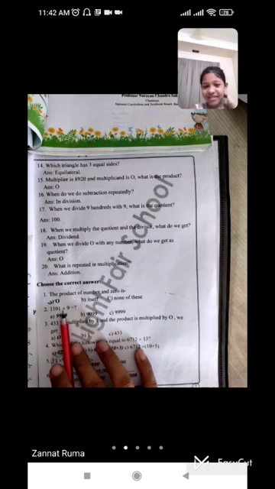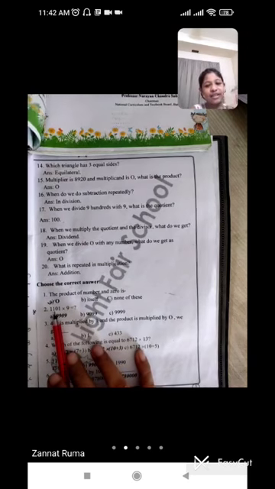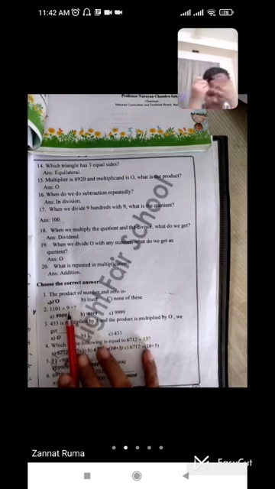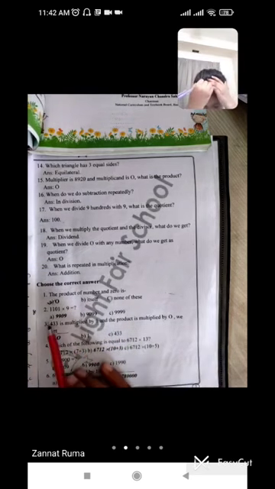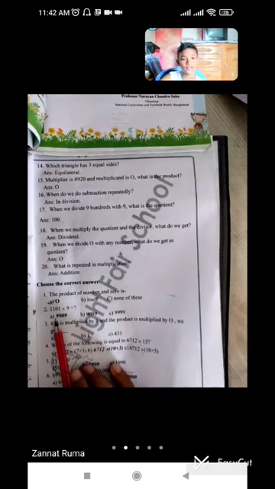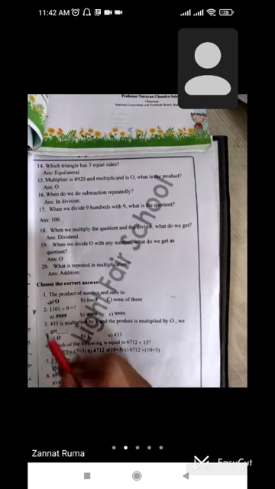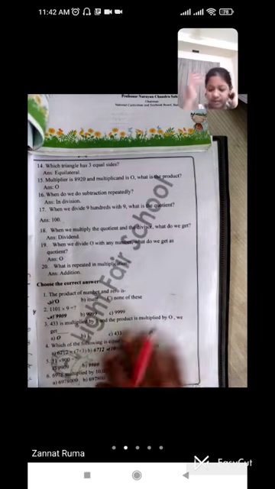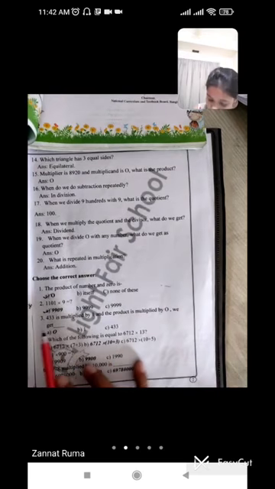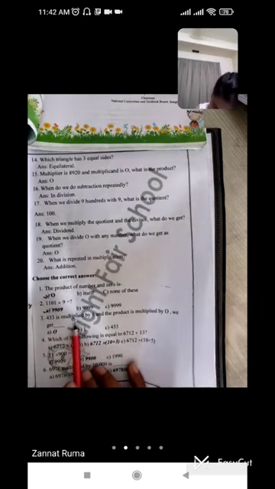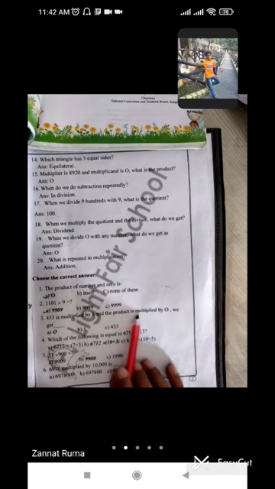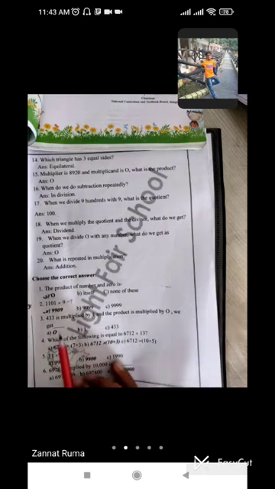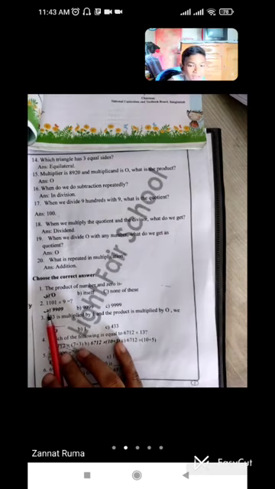Okay. Now you will multiply 1101 with 9. Then what will be the answer? 9,909. Okay, now number 3. 433 is multiplied by 1 and the product is multiplied by 0. We get what? Number 2A.